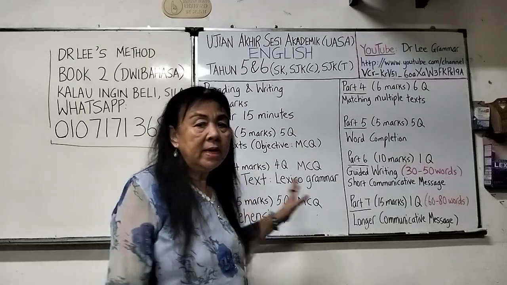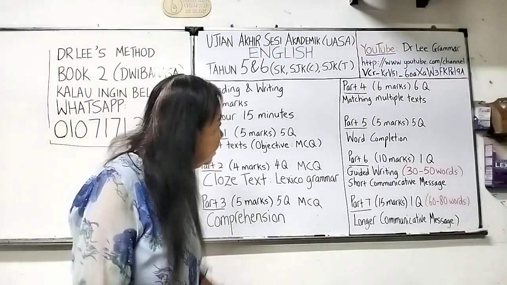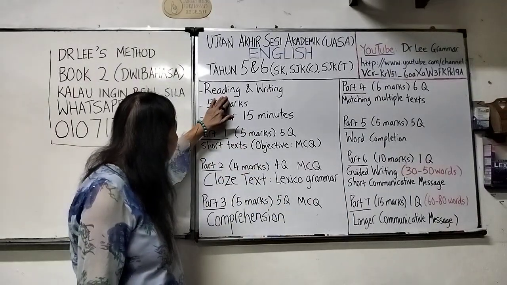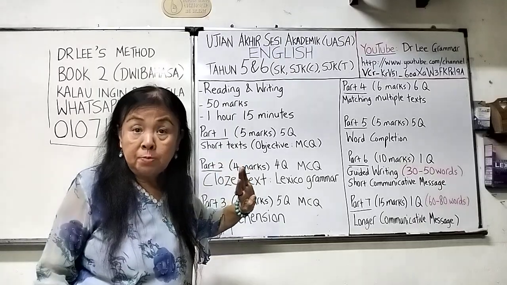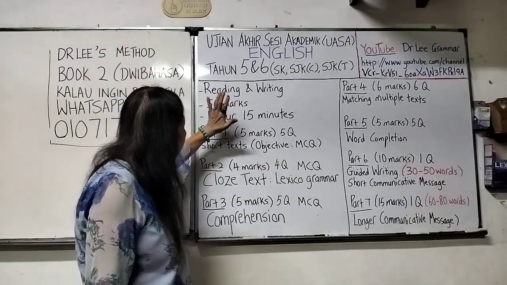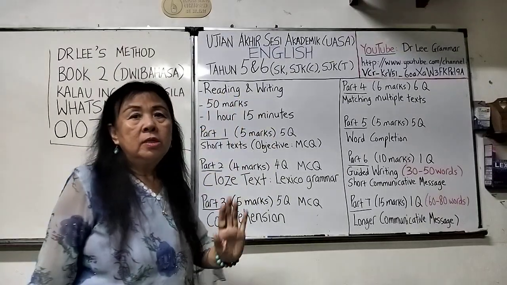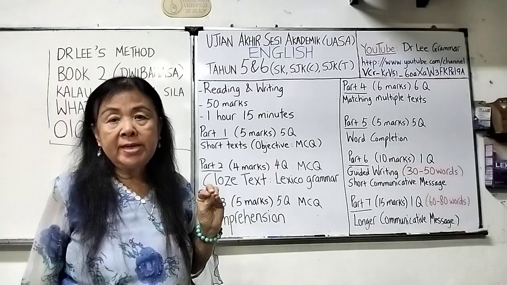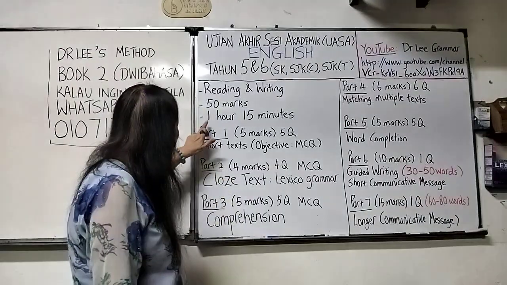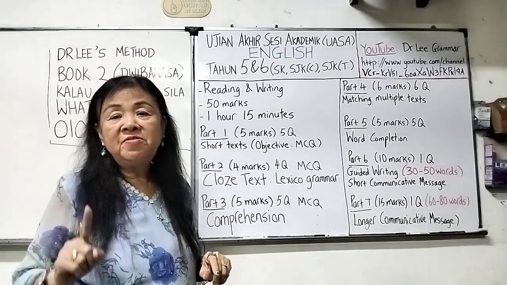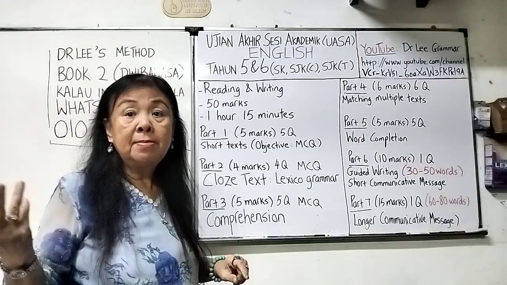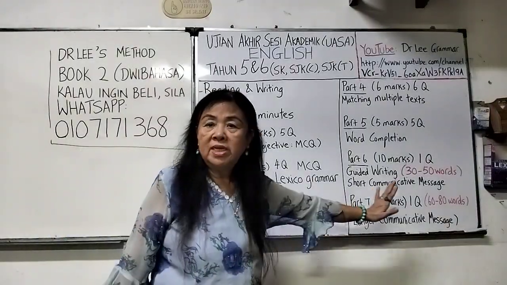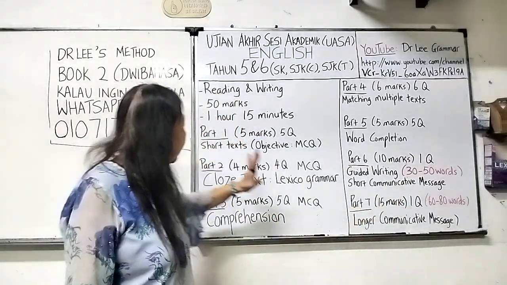Alright, now let me go to this part here. For the English paper as well as the Bahasa Melayu paper, we focus on reading and writing. The English paper has 50 marks as the full marks. You are given 1 hour and 15 minutes, same as Bahasa Melayu, to finish all these 7 parts.